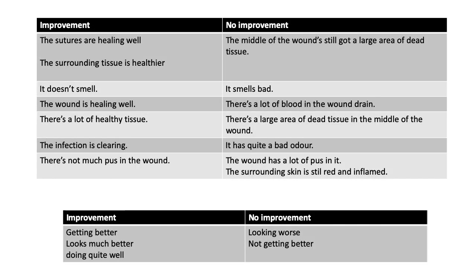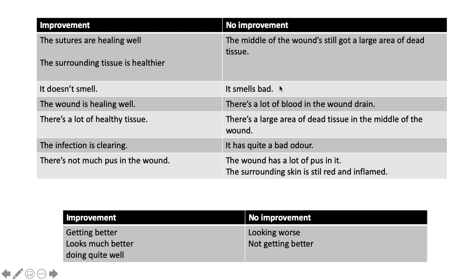Okay, and just to sum up, we have a table of 2 different sections. The first section is regarding the phrases that we can use to say that a patient is improving. And the next section is to say that the patient is not showing any improvement. So here we would say the sutures are healing well, or the surrounding tissue is healthier. To say that the patient isn't healing well, we would say the middle of the wound still has a large area of dead tissue.